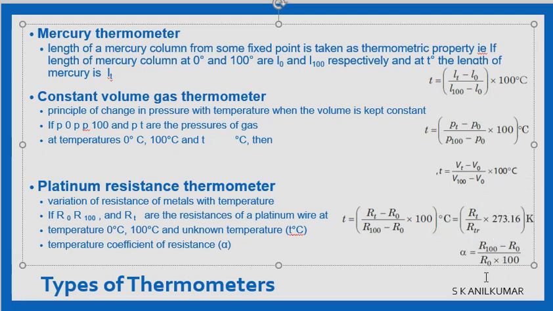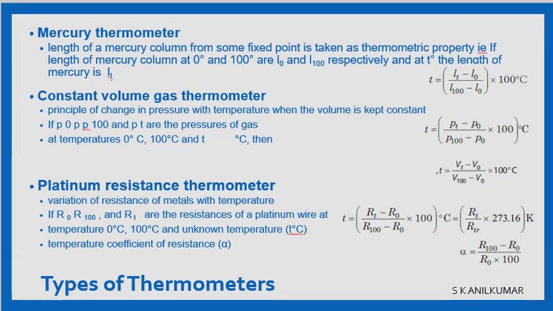So alpha, what is alpha? Alpha is the coefficient of resistance. And how do we define alpha? Alpha equals R100 minus R0 by R0 into 100. Coefficient of resistance is alpha. Now we have seen the types of thermometers.